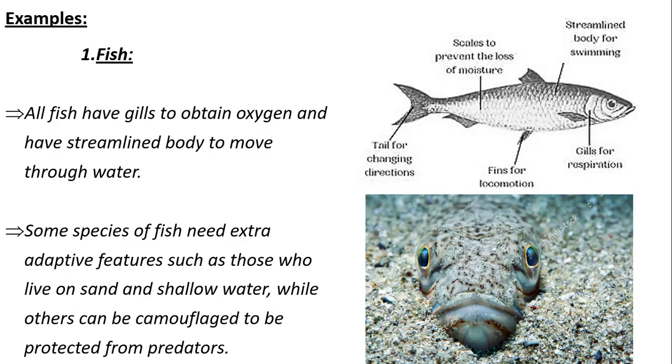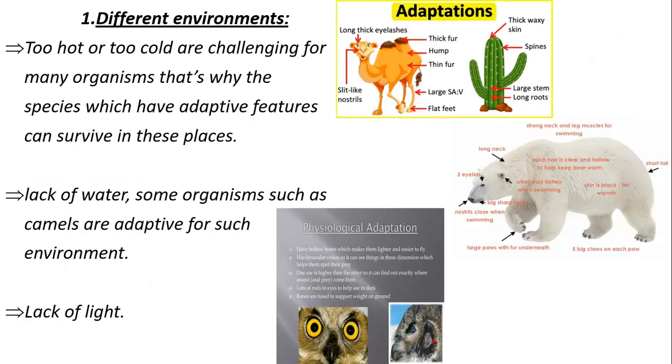For example, you can see here the fish. The fish has a streamlined body to help it swim without resistance in the water and has gills in order to extract oxygen from the water. Some other fish have extra adapted features. Like what? Like the ones who live in sand, they have their own adaptive features, and also the ones that live in shallow water. They have their own adaptive features. Others can camouflage, like this one here that looks exactly like the background or the sand. Okay, why? To get protected from predators.